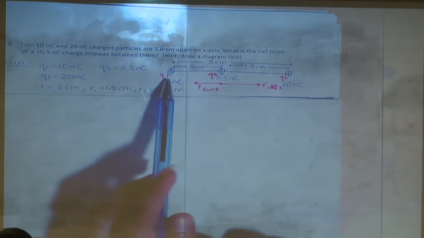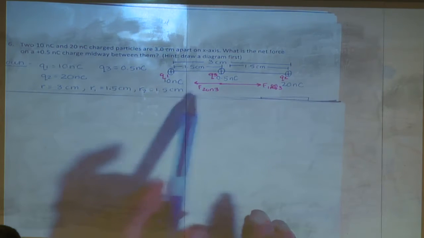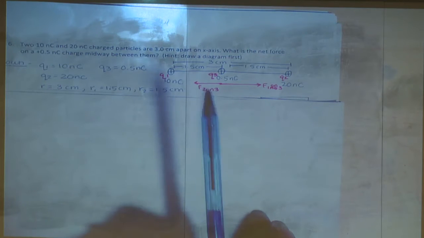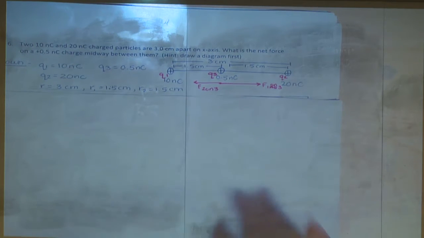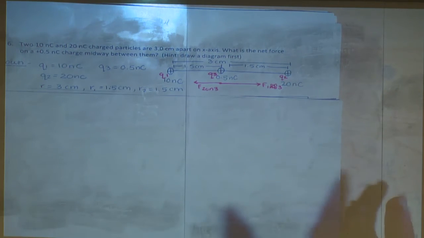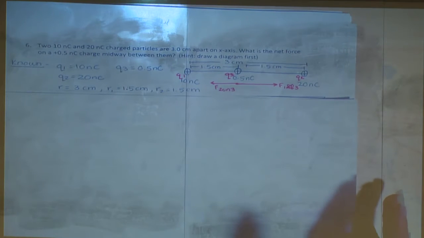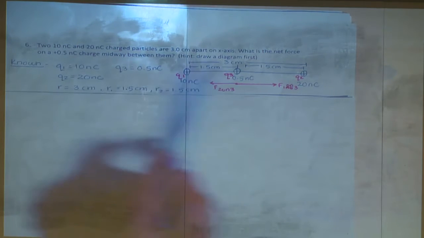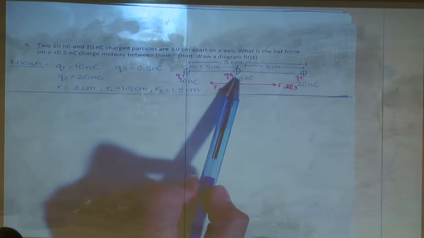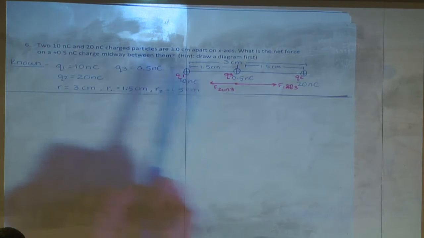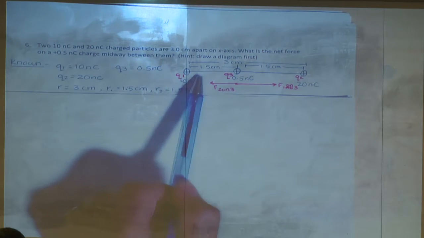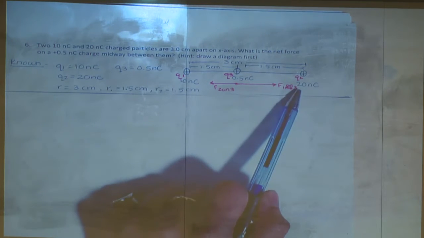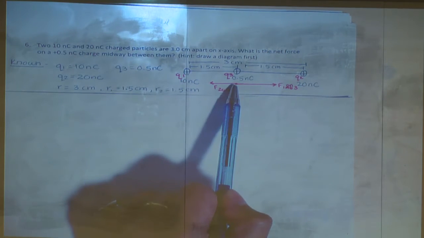So this is my Q1, 10 nanocoulombs. Q2 is 20 nanocoulombs. And then the one in between is Q3, which is 0.5 nanocoulombs. All right, so the distance between the first and the second charge is 3 centimeters. Because we know that the third one is placed exactly midway between them, it's 1.5 centimeters for the distance between Q1 and Q3, and then 1.5 for the distance between Q2 and Q3.